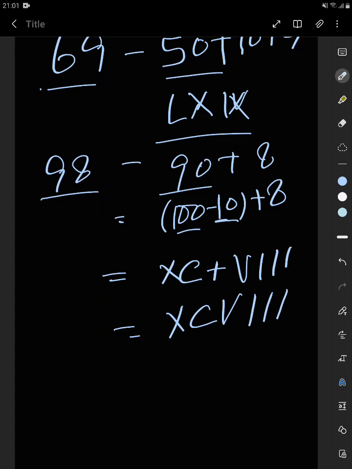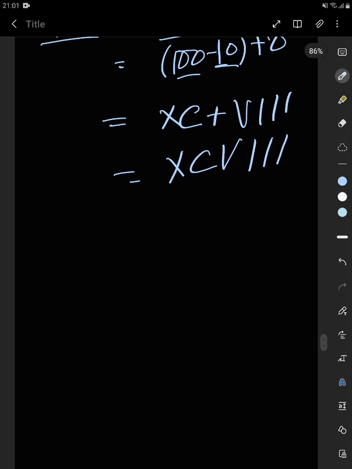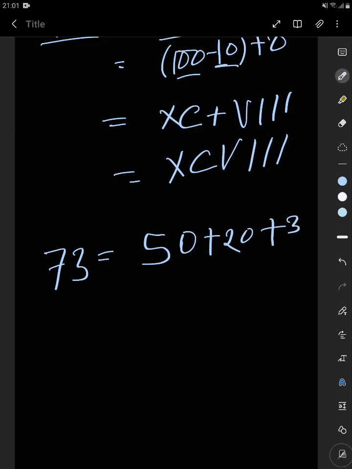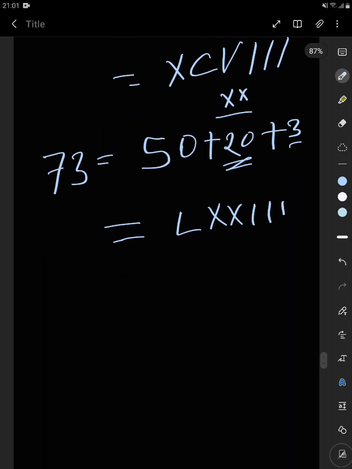Another few numbers I will also explain here, that is 73. How will we write 73? We'll write 73 as 50 plus 20 plus 3. Although we should not write 20 because there is no symbol for 20, we write 20 as X and X, so we can write it like this only. So we write 50, then in place of 20 we write X and X, and instead of 3 we write this and this. I think you got the point.